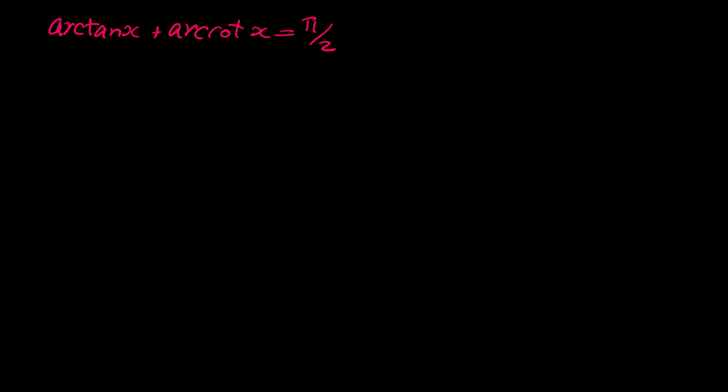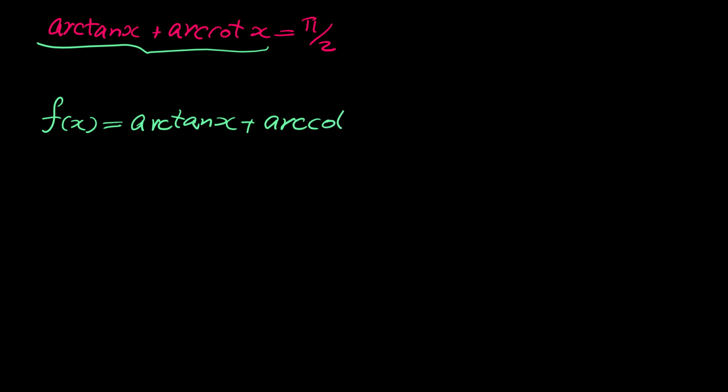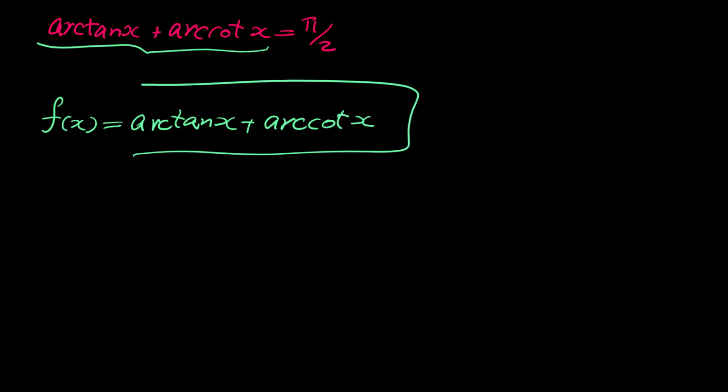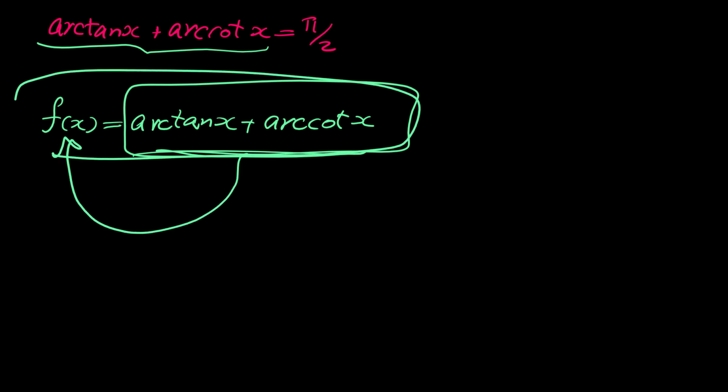Let's suppose this expression on the left side is f of x. So we define a function and we name that function arctangent of x plus arccotangent of x. Here we have an expression. We name this expression f of x. So we have defined a function.